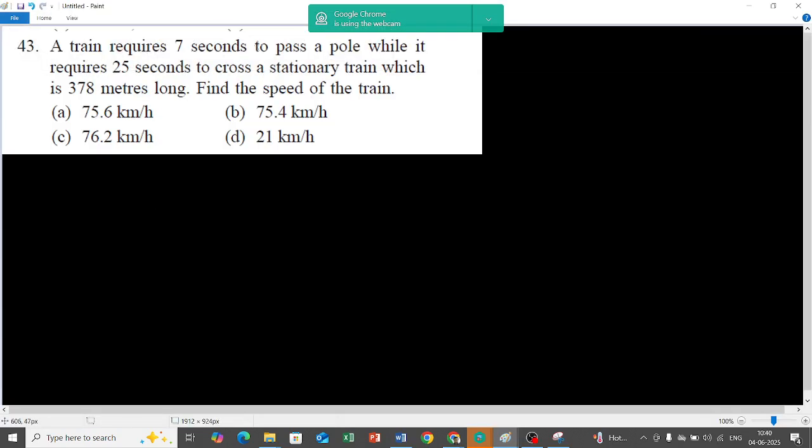So a train requires 7 seconds to pass a pole, while it requires 25 seconds to cross a stationary train which is 378 meters long. Find the speed of the train. The first case is a stationary pole. What is the speed of the train? I don't even know the length of the train, so I need to know the length of the train as well.